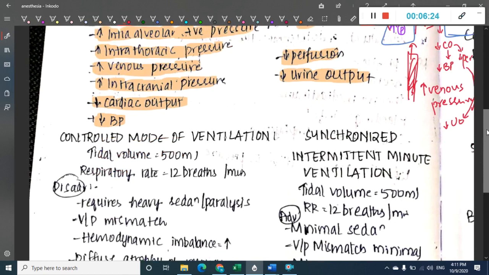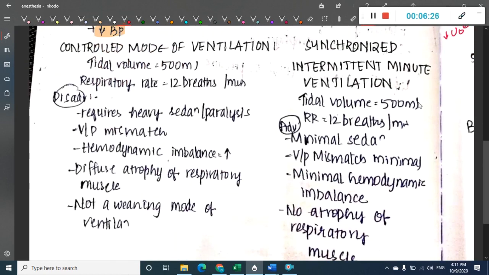Okay, next, as I have already said, there are two modes of ventilation. We have controlled mode of ventilation and we have synchronized intermittent minute ventilation. We also have other modes of ventilation, like assist control mode of ventilation, then pressure control mode of ventilation. We will deal with them in a minute. So first, if you see controlled mode of ventilation, here as the name says, controlled. So controlled is, you will give a fixed amount of tidal volume and a fixed amount of respiratory breaths per minute. Here the patient does not do anything.